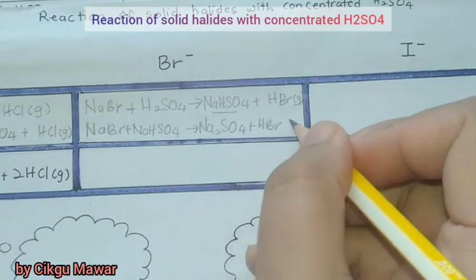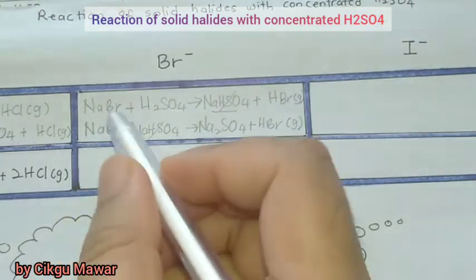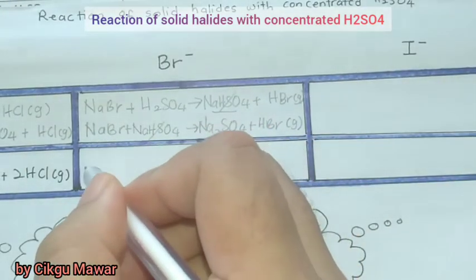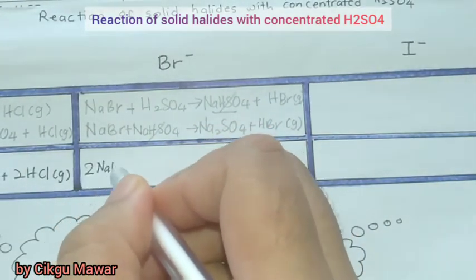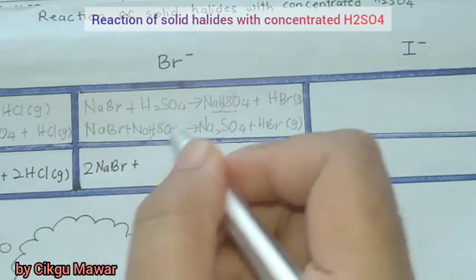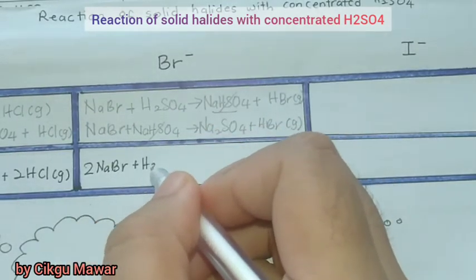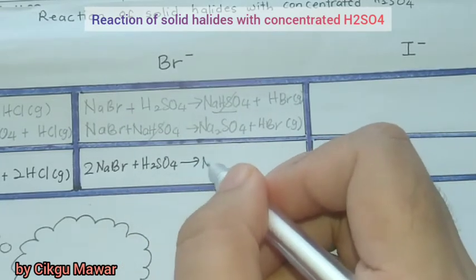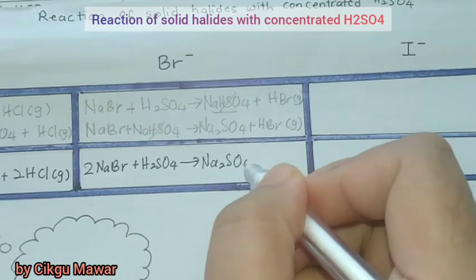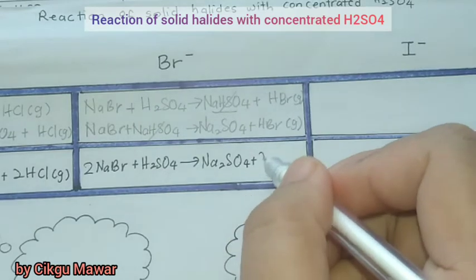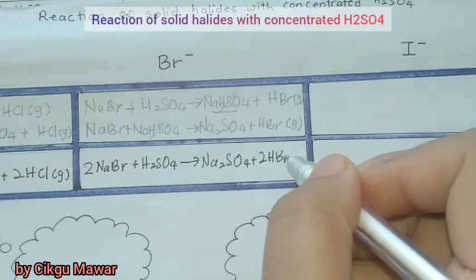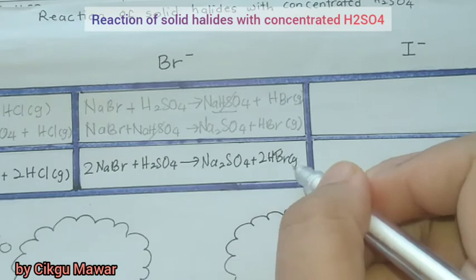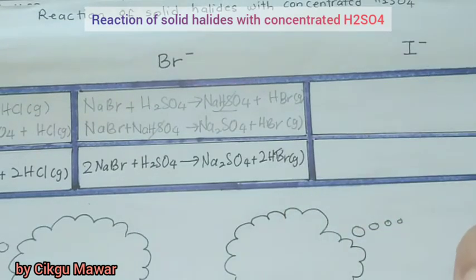So when we react, we will form the overall reaction for displacement. We will get 2 NaBr plus sulfuric acid, and then it will form sodium sulfate plus 2 moles of hydrogen bromide gas. So this is the second reaction, of bromide.